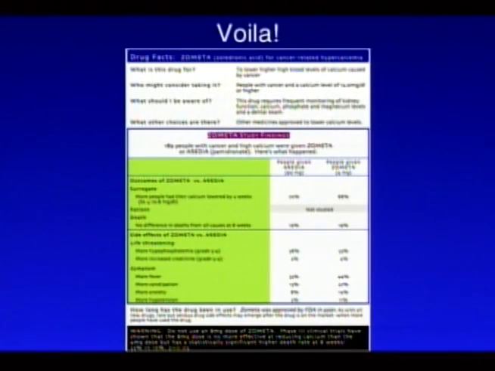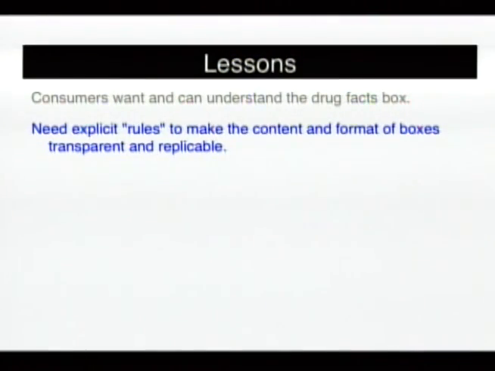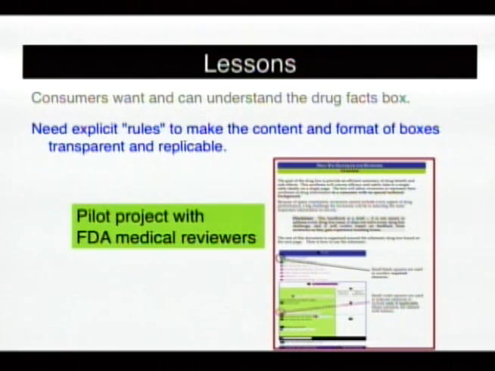And voila, this is what our full box looked like. So when building boxes, we've come to learn that you need to have explicit rules, not just about side effects, but of all the elements in the box to make the content and format of the boxes transparent and replicable. And in fact, we have a handbook, which is a document of decision rules, and we started this handbook when we had a pilot project with real-life FDA medical reviewers, and then we have subsequently iterated the handbook many times, and have subjected it to peer review by experts outside of FDA.